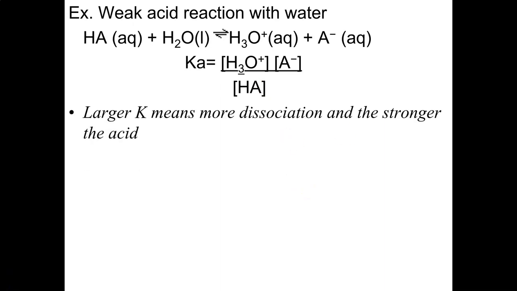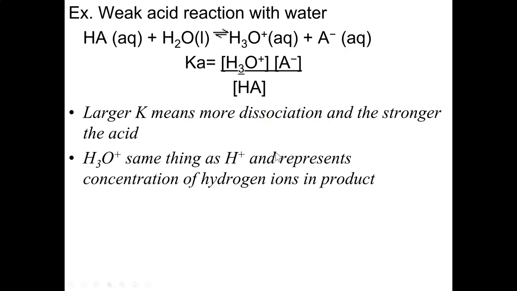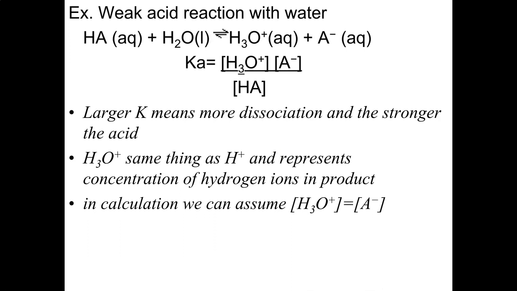Things you need to be aware of. Larger Ka means more dissociation, stronger the acid. H3O is the same thing as H plus, which we mentioned earlier, so don't get confused by that. In calculation, we can assume H3O and A minus are equal at equilibrium. Why is that? Because at equilibrium, you can use stoichiometry between products. Typically, when you start a reaction, you don't have H3O or A minus in the beginning, right? So these are 0.